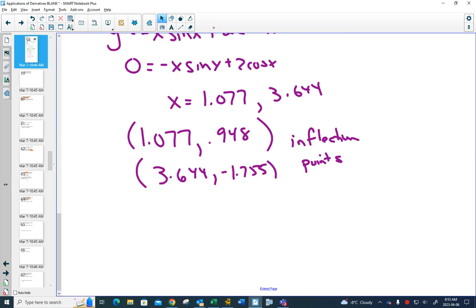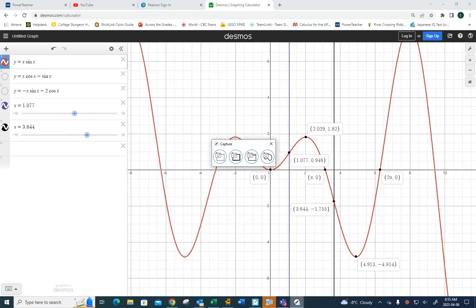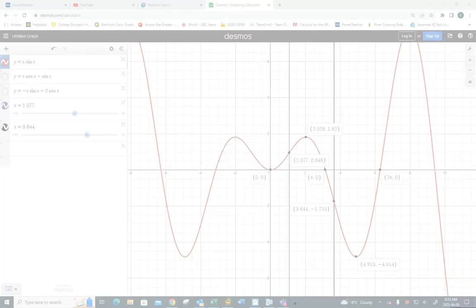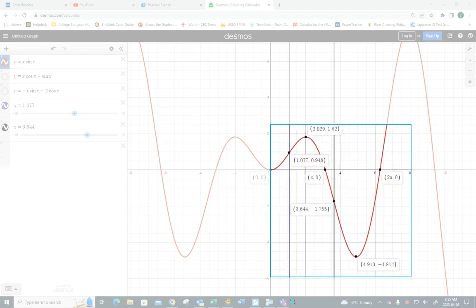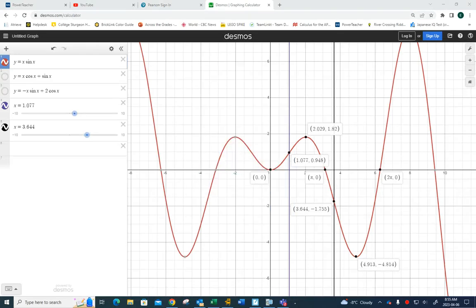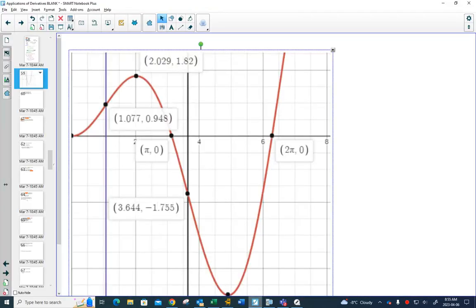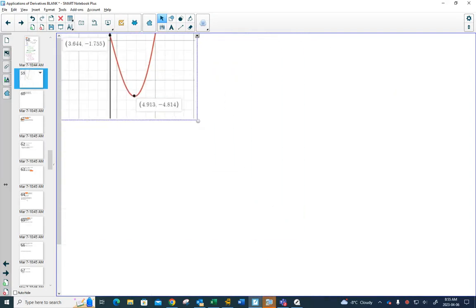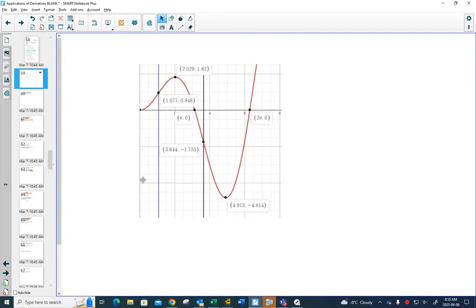So if the question was asking you to graph it completely from 0 to 2 pi, which means labeling all x-intercepts, all y-intercepts, all maximums and minimums, and inflection points, then you would have to go to Desmos, and get that graph.